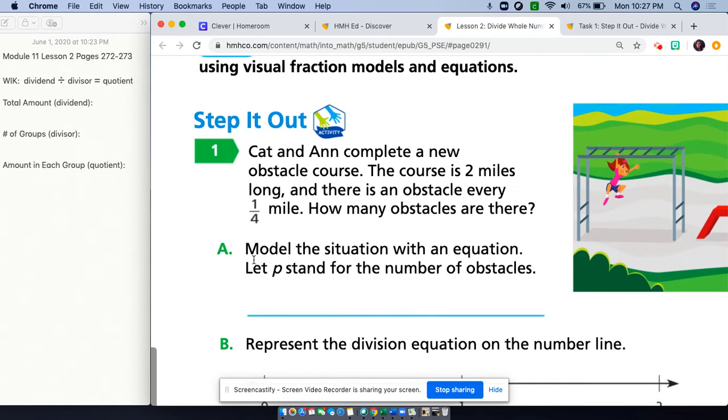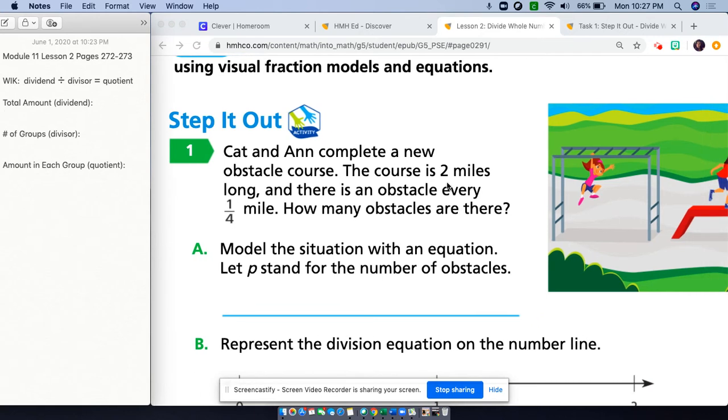Okay, so I'm going to go ahead and state out my WIC. Remember, I want to remember that dividend divided by my divisor equals my quotient. Okay, and I'm bringing back something that we worked on when we were working on division problems. We're going to use it here to help us with our information. So my total amount here is going to be my dividend. Okay, my total amount. Is my total amount the total miles of the course, or is it the amount of obstacles there are in every quarter mile?